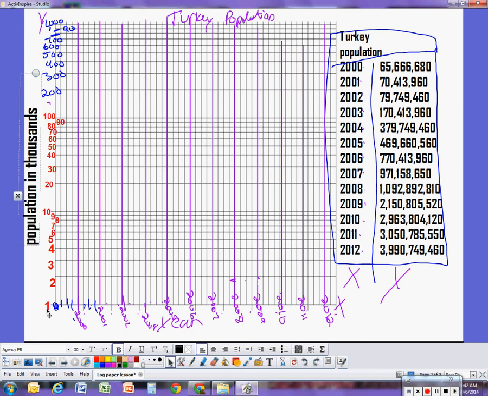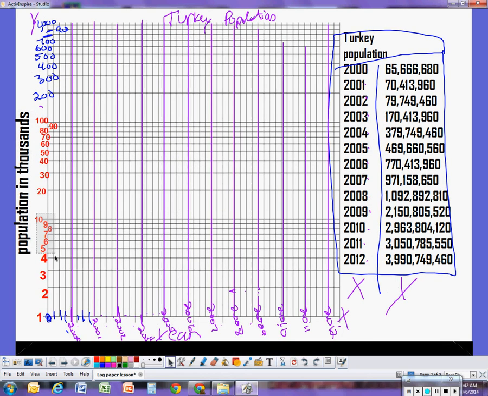Alright, so if we have 65,000 as our smallest number, then what we should do is not start with ones. So let's get rid of this.